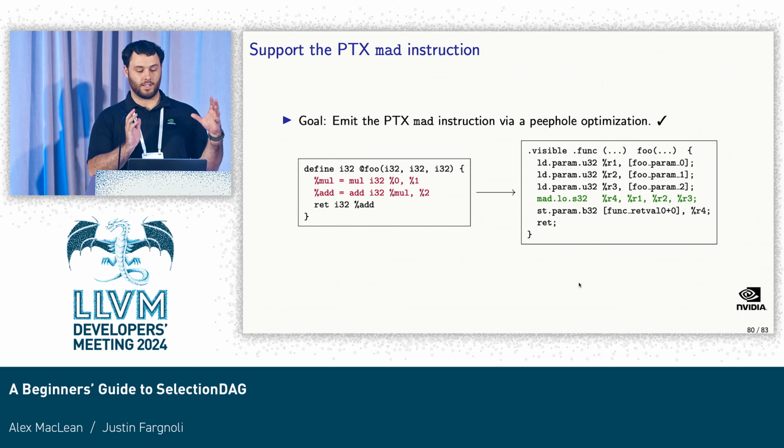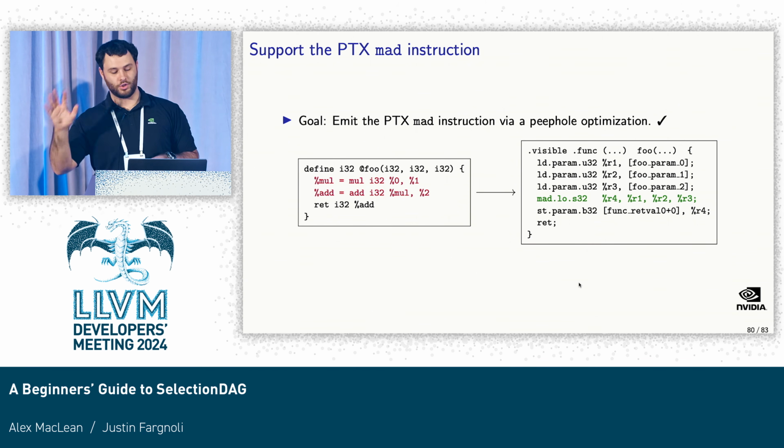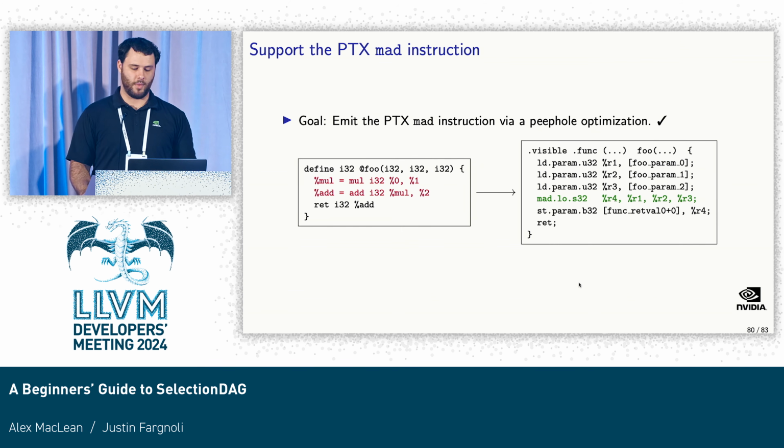So we implemented a DAG combine to take our LLVM IR that got lowered into SelectionDAG, take our SelectionDAG mul and add SD nodes to produce our target-specific SD node, lower that target-specific SD node to a machine node, which then generates the assembly on the right, the mad.lo.s32.